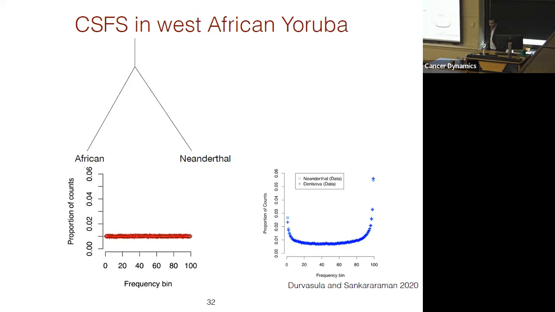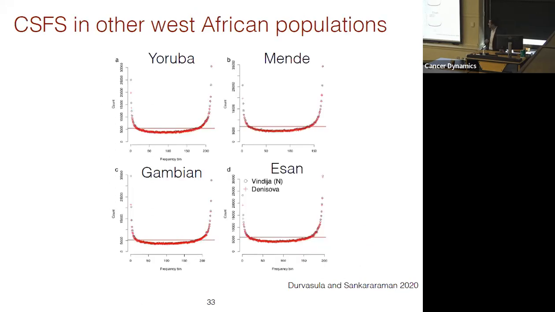And if you would use a chimp as the outgroup, would it be flat? If you use chimp as an outgroup, you still have to identify a derived allele, right? So yes, as long as you're able to identify a derived allele, it would be flat, though obviously with fewer sites, so it's noisier. This is also true if you look at other West African populations. We looked at 4 West African populations from 1,000 Genomes, and they all have similar-looking site frequency spectra.